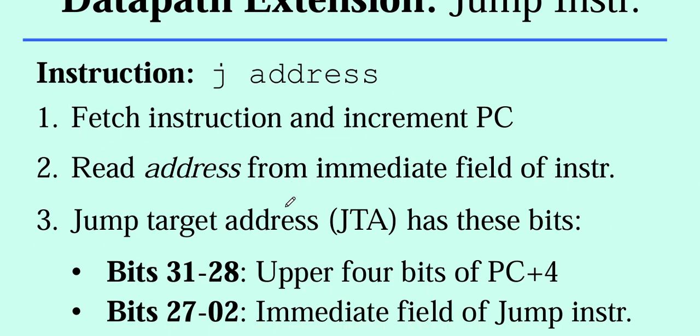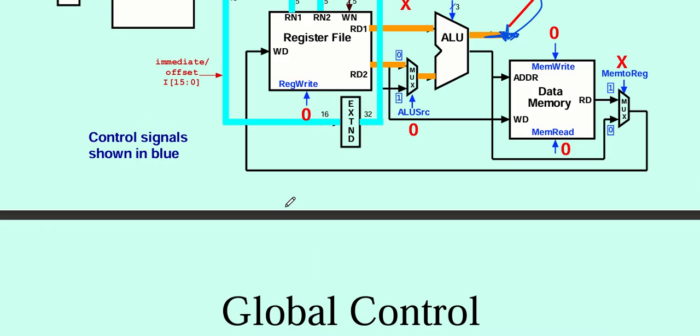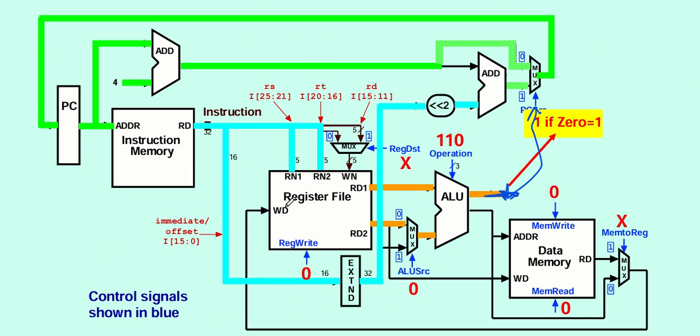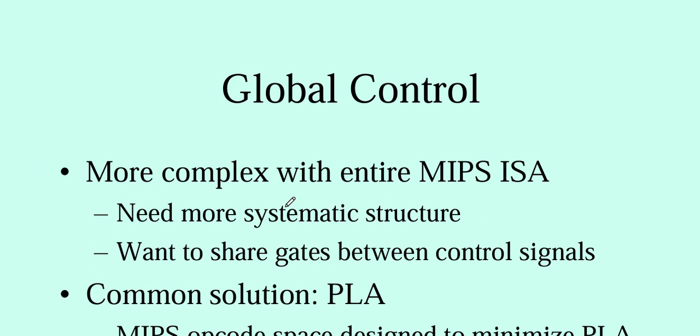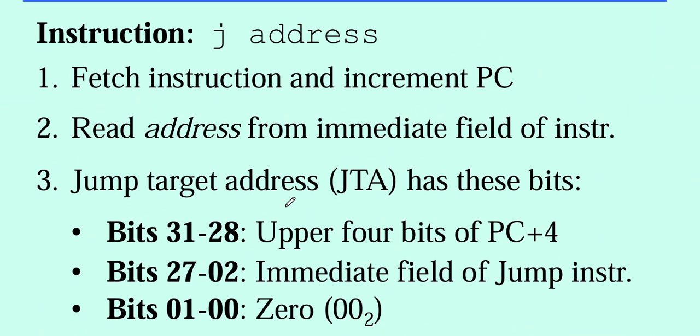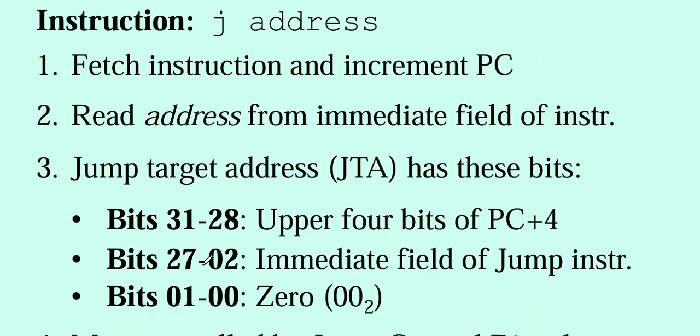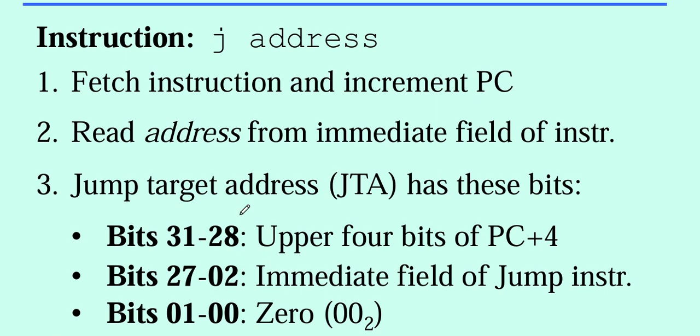Now we want to extend the data paths. So far, what we have done can only execute branch, I type and R type instructions. Now we want to execute jump instructions. This is how they look. A jump instruction will have the opcode and another 26 bits specifying the target address. So 6 bits opcode, 26 bits address, which is 32 bits.